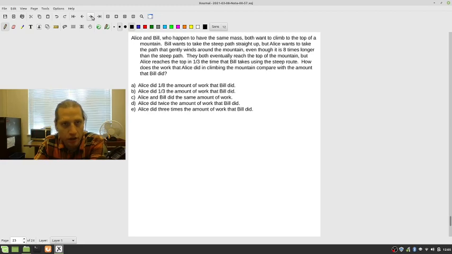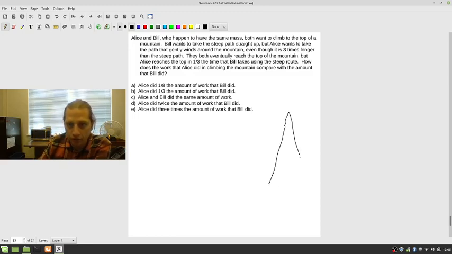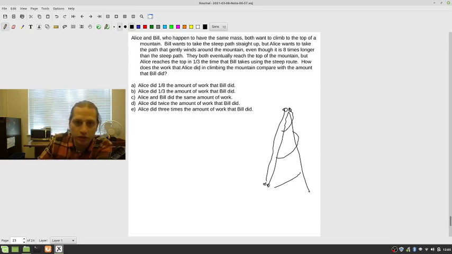Here's another one. Suppose you have two people who have the same mass, and they're both climbing to the top of a mountain, and Bill goes straight up, and Alice takes a longer time. She kind of winds around, but they both start out at the bottom and make their way to the top. And it asks, how does the work that Alice did in climbing the mountain compare with the amount that Bill did?